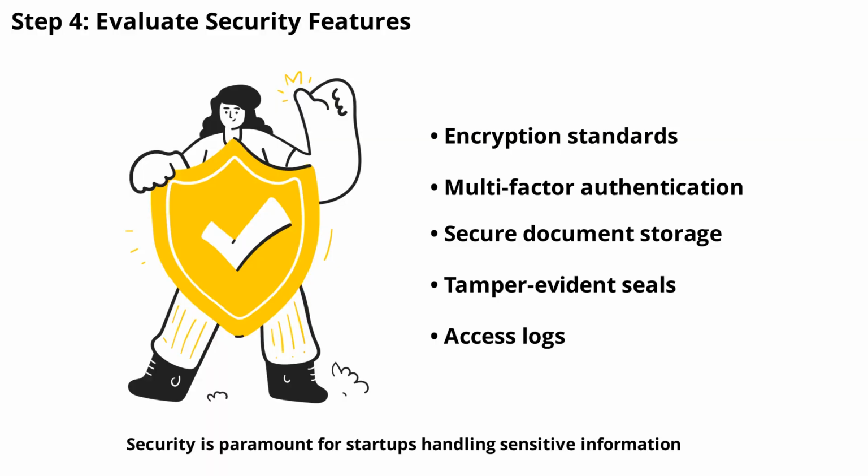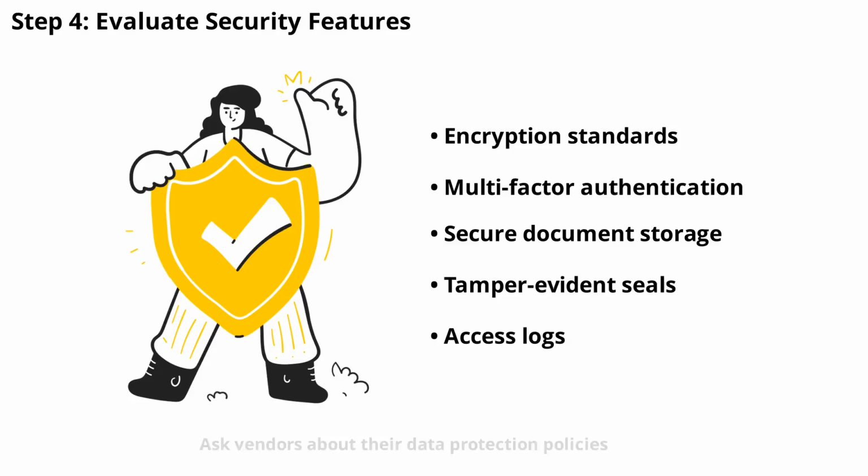Security is paramount for startups handling sensitive information. Look for e-signature solutions that offer robust encryption, multi-factor authentication, and secure storage. Features like tamper-evident seals and detailed access logs can further protect your documents. Ask vendors about their data protection policies and whether they undergo regular security audits. Choosing a secure platform not only protects your business, but also builds trust with your clients and partners.